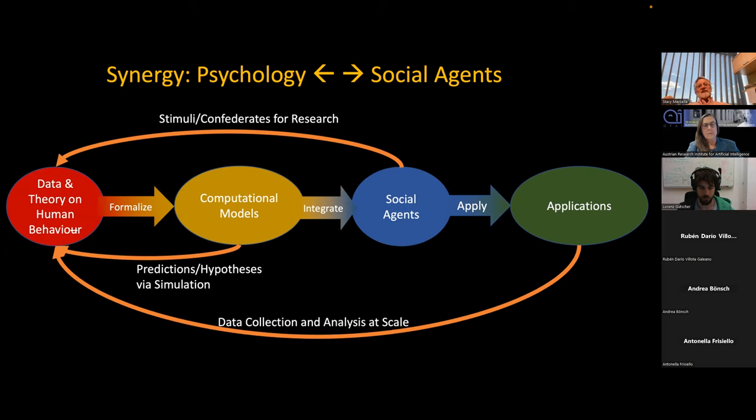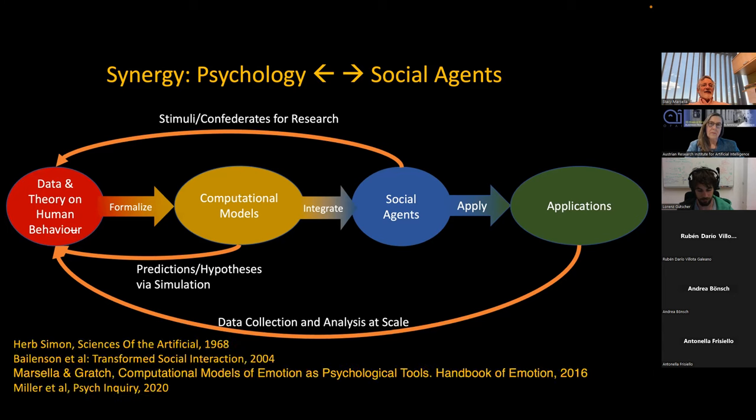So I see this incredible synergy, both in terms of the flow of ideas, but in research methodology going on between psychology and social agents. This is not a new idea. I mean, this goes back all the way to Herb Simon in Sciences of the Artificial, but I think it's an important idea.